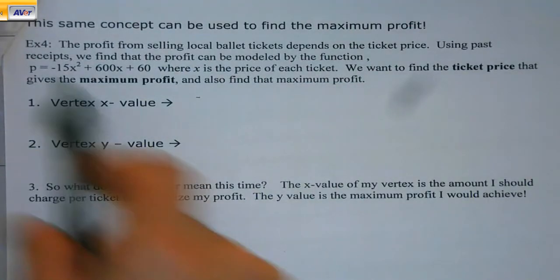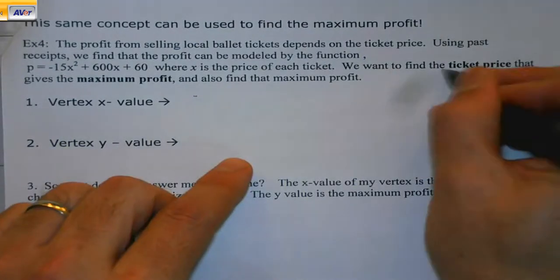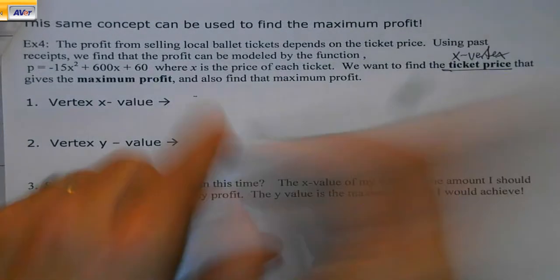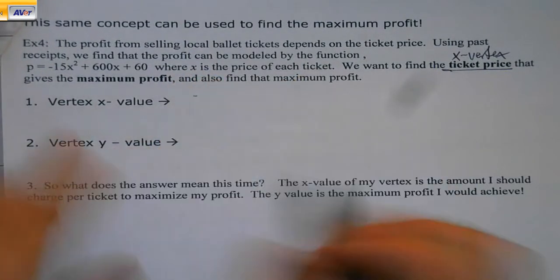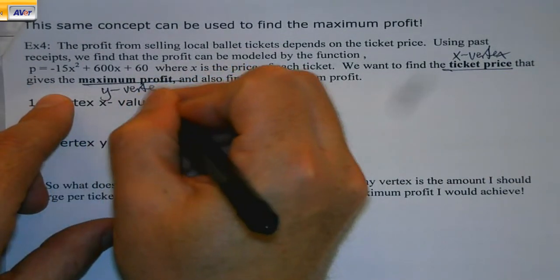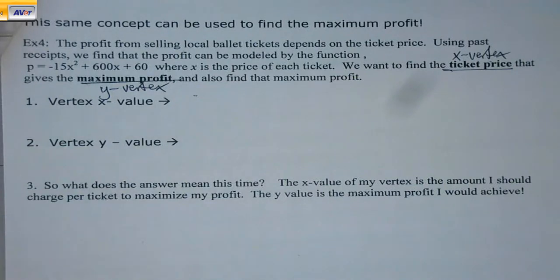Using past receipts, okay, we got a function again, where X is the price of the ticket. That's important to know. So X is money. We want to find the ticket price. The X value of my vertex, it just told me X is the price, that gives the maximum profit. Price I charge, money I make. Just watch the dollar bills stack up, just like the y-axis, and find the maximum profit. So how I'm going to go about it's no different.